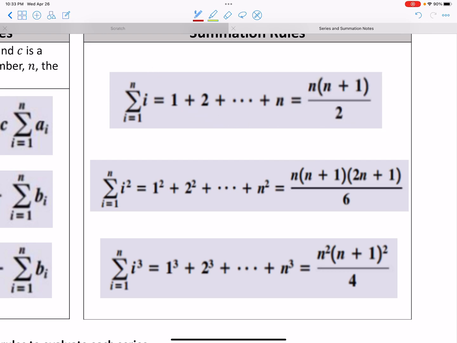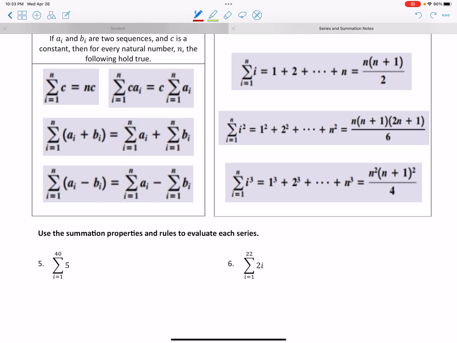And then we have formulas also for i squared, which would be like an x squared, and for i cubed, which would be like y equals x cubed. Now these are continuous functions, obviously, but the same sort of concept. So if we have linear, quadratic, and cubic functions there, we have formulas that we can use to evaluate those sums. Alright, so let's try to apply some of these properties and rules.